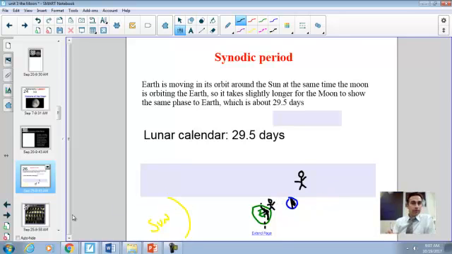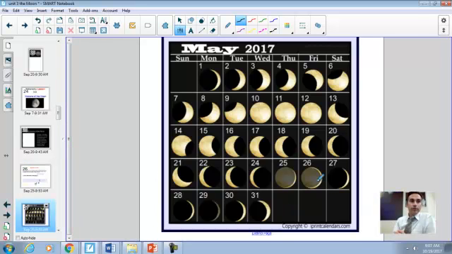Okay, let's move on. So anyways, moon phases. So this is a calendar. It's from 2017. Hey, cool. This is showing all of the phases as it changes, going from full moon all the way back to new moon and everything in between.